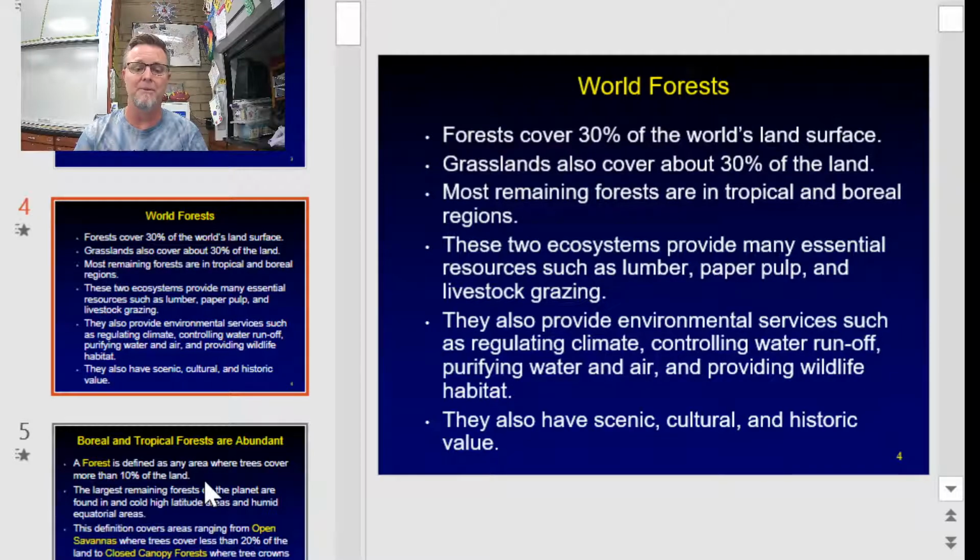Lumber, paper pulp, livestock grazing, that's all there. Regulating climate, controlling water runoff, purifying water and air, habitat for wildlife. I mean, it's easy to say that it's just pretty to look at too. All of those things create value for forests and for grasslands.